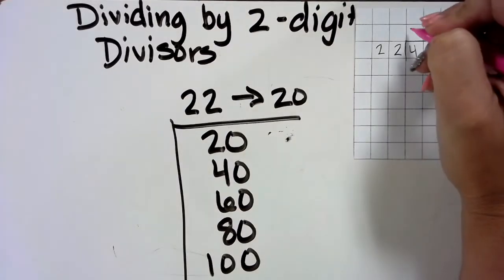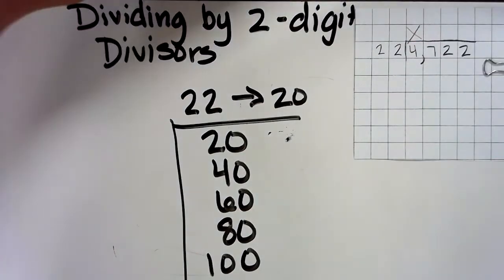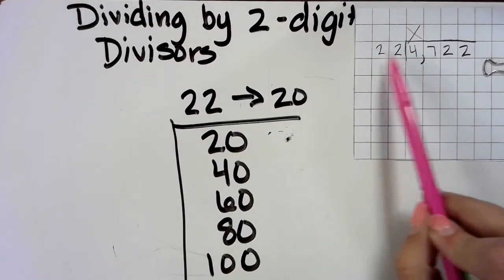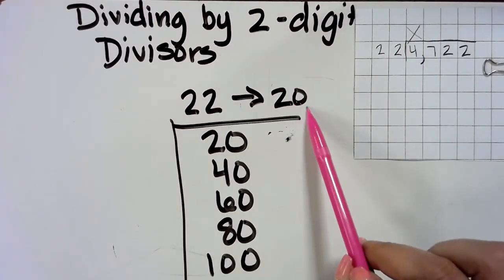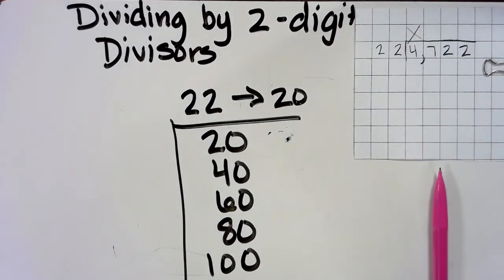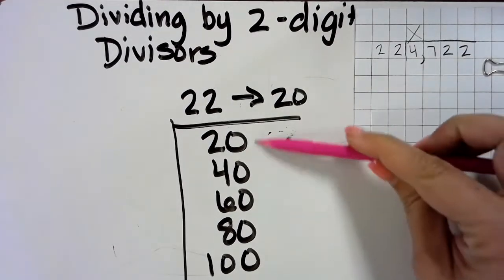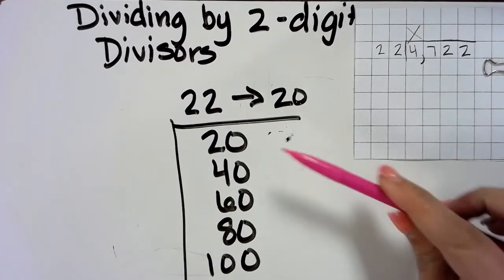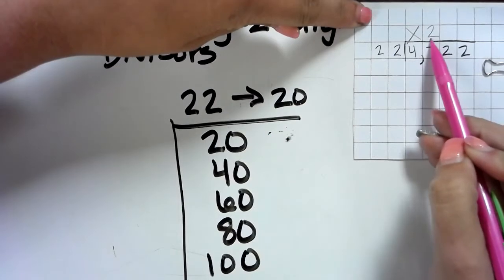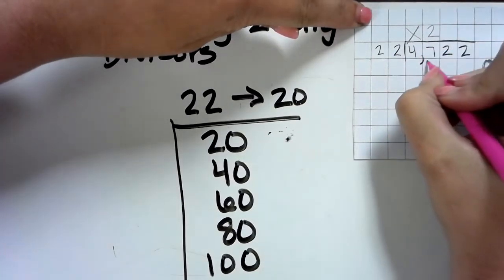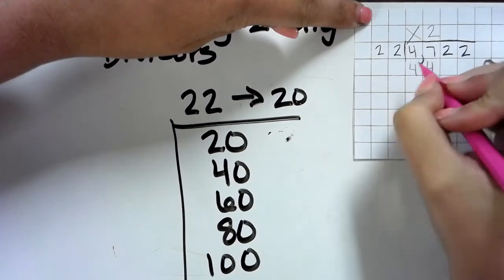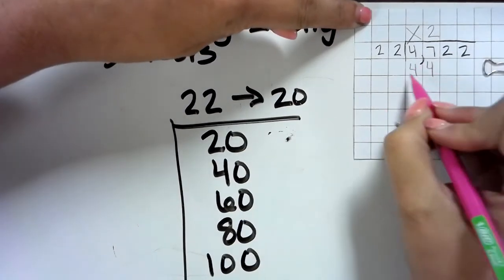22 does not go into 4. But again, if we made this 20, our compatible number is going to be 20. 20 will go into 47 if we were thinking 20, 40. If I went another one, it would bust. It'd be too big. So I'm going to go with 2. So 2 times 2 is 4, and 2 times this 2 is 4. So 22 times 2 would be 44.